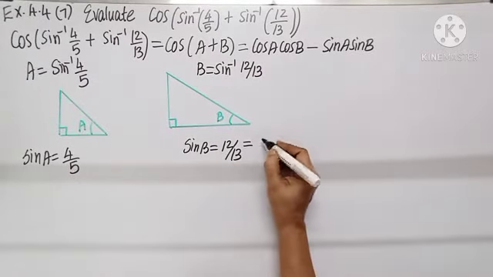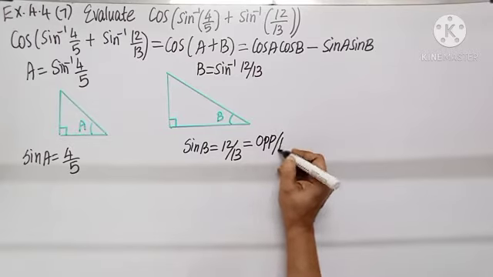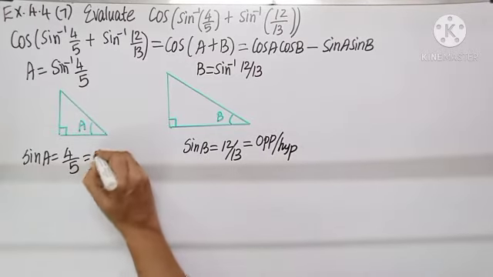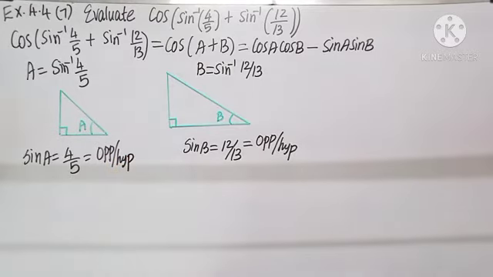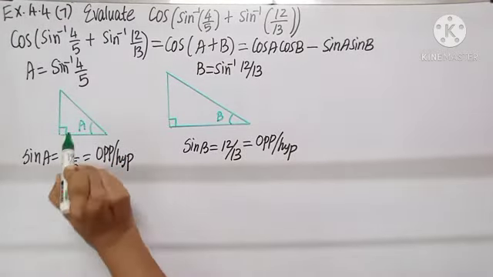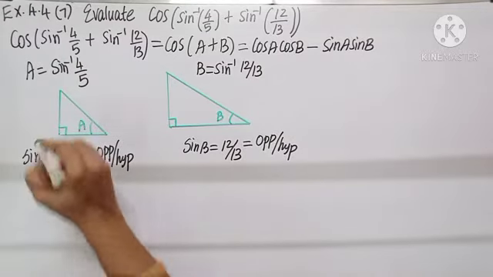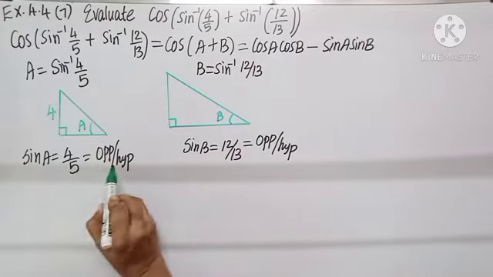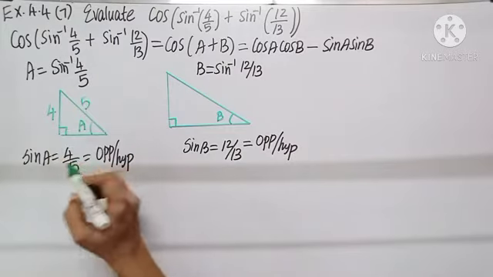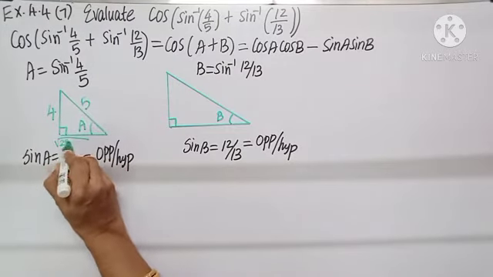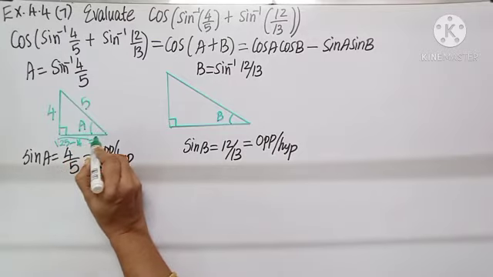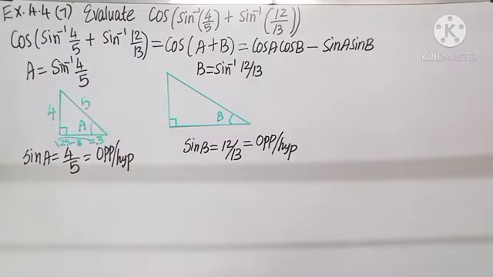What do you mean by sin? It is opposite by hypotenuse. So sin theta, the formula opposite by hypotenuse. So from the triangle A, when I mark, opposite is 4, hypotenuse is 5. So what is the adjacent side? Square minus square. 25 minus 16, 9, square root is 3.